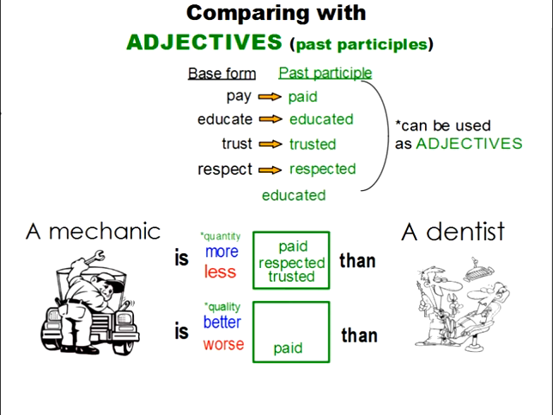Same thing with education. I can think a mechanic is worse educated than a dentist, okay? So this is how I'm using the past participle with adjectives, okay? And I'm using it to compare using the quantity, thinking more of the adjective or less of the adjective. Also with quality, I can use better and the adjective and worse and the adjective. Good.